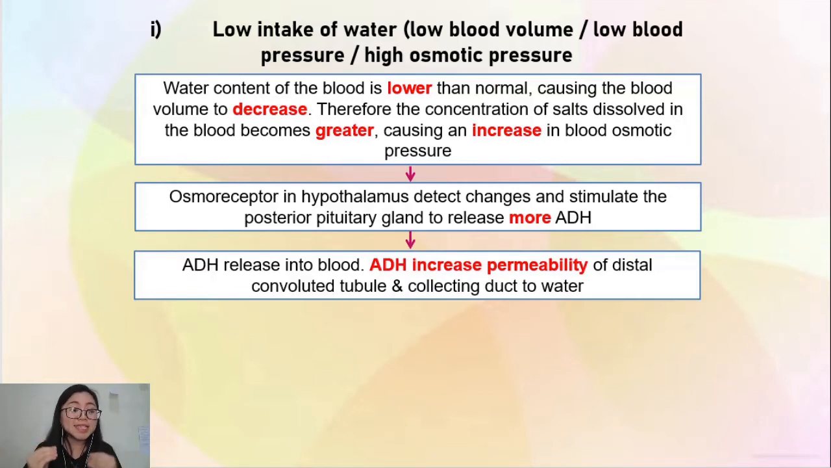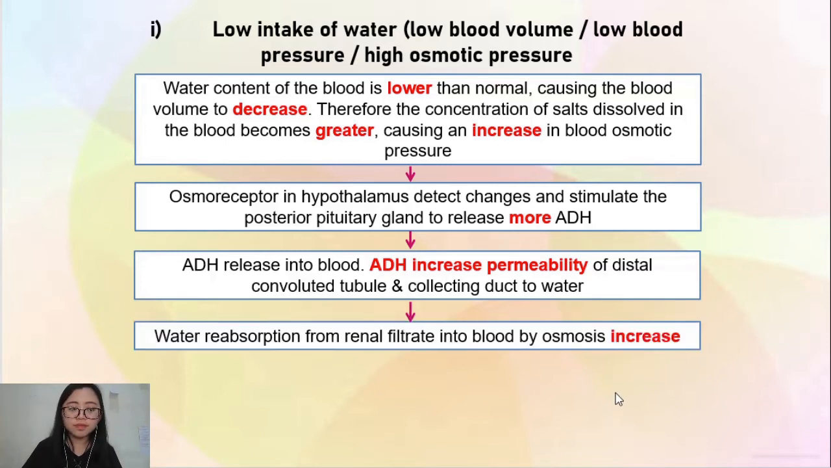ADH will be released into your blood, and when it reaches your kidneys, ADH will increase the permeability of distal convoluted tubule and collecting duct to water. So, bila dia sampai kepada buah pinggang, dia akan increase permeability of distal convoluted tubule and collecting duct to water. What happens next is you will have water reabsorption from renal filtrate into blood by osmosis increase.